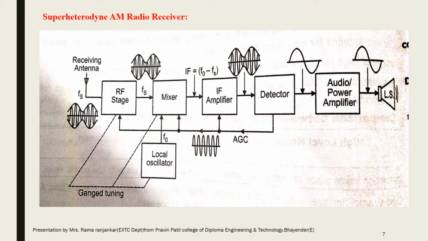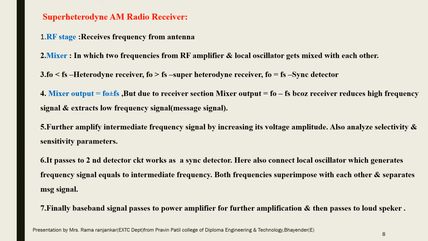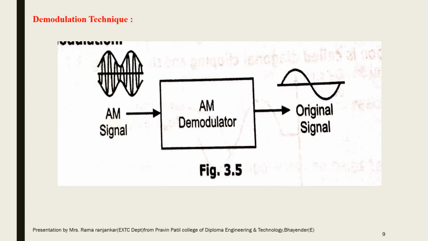Finally, this message signal or original signal is again amplified by the audio power amplifier. So here the power of this message signal is increased, and finally it transfers towards the loudspeaker. So this is the explanation of the superheterodyne AM radio receiver circuit.